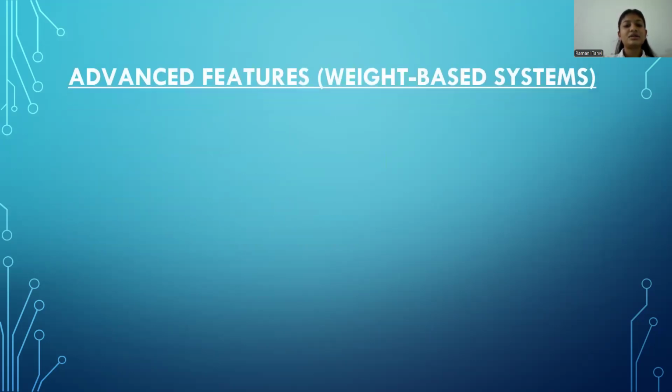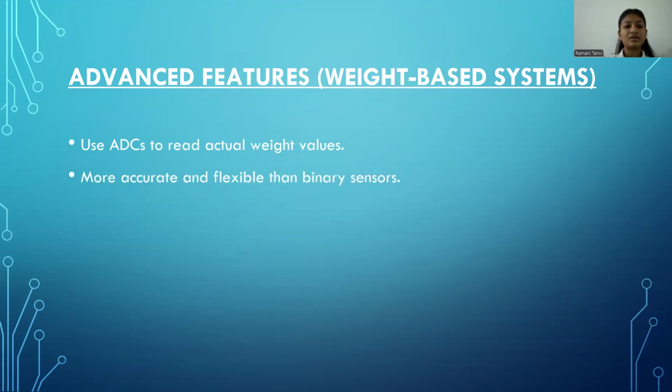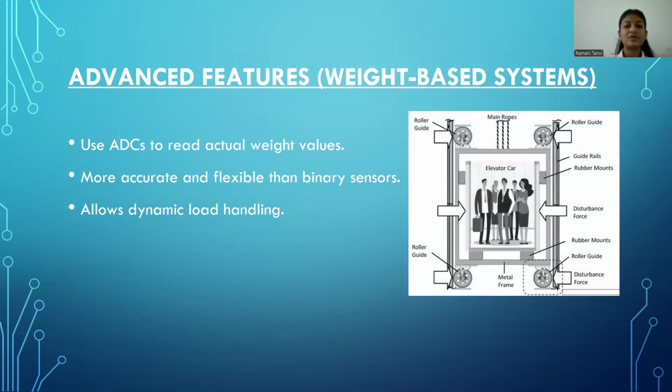Advanced features, weight-based system. Okay, to improve, we can add analog sensors with ADCs, analog-to-digital converters. These read actual weight in numbers, not just 0 and 1. It makes the system more flexible and accurate, but it also adds cost and complexity.